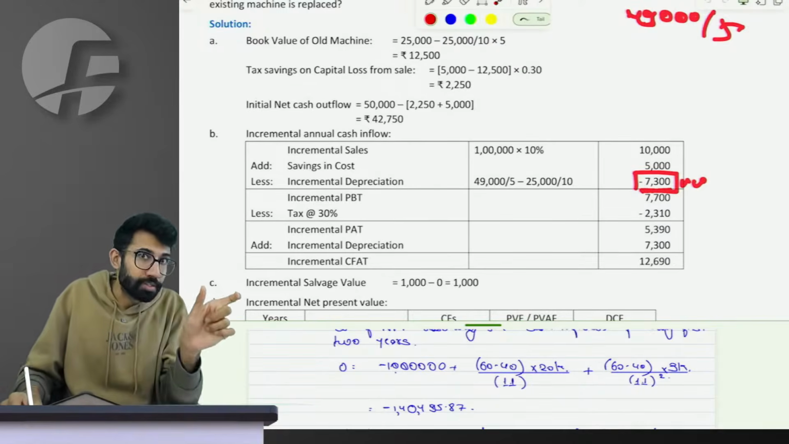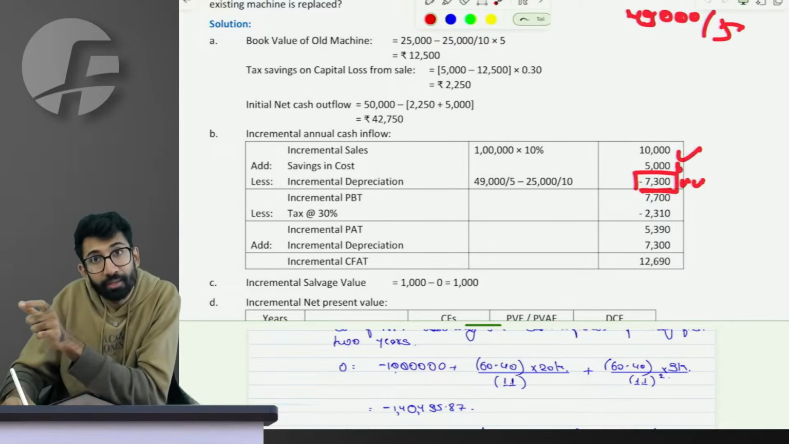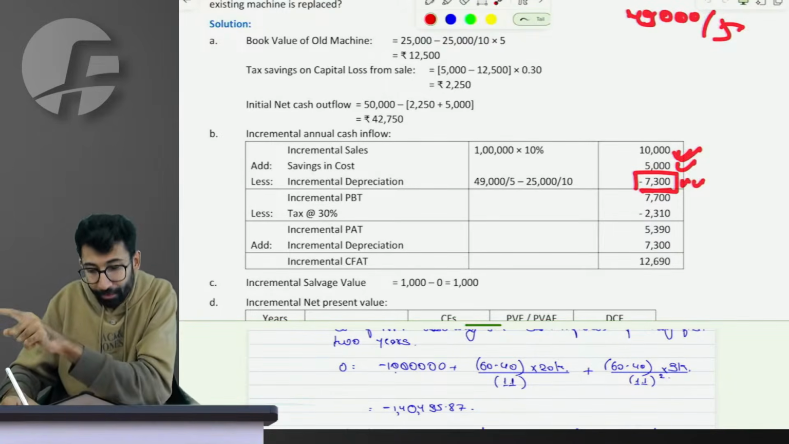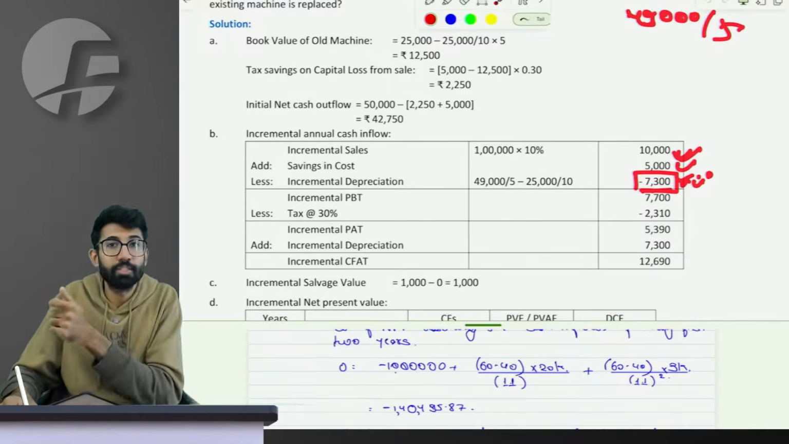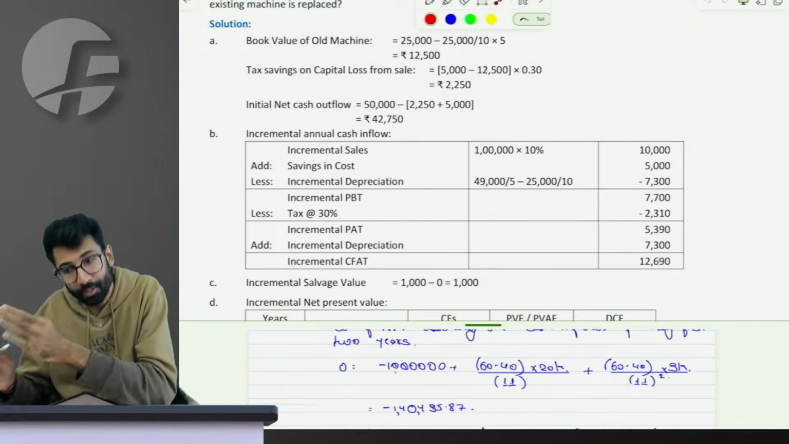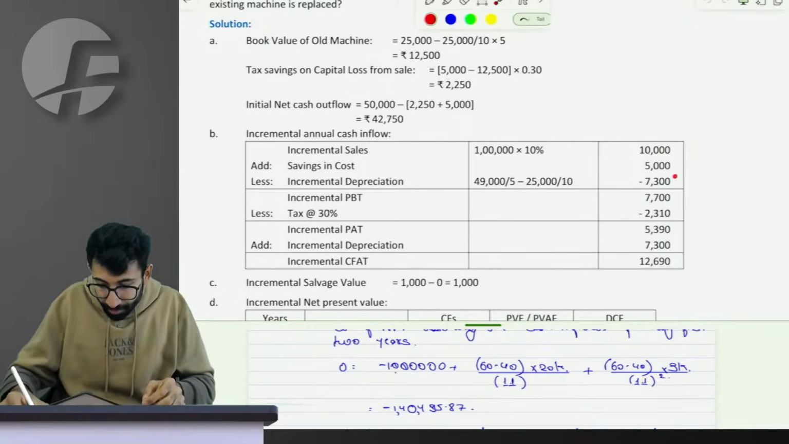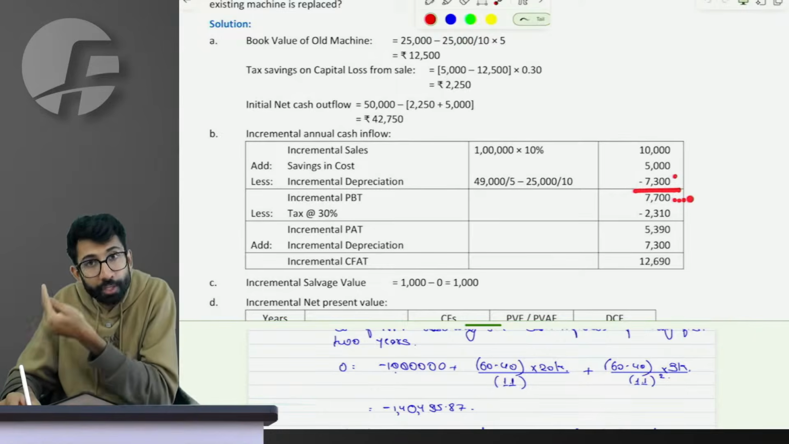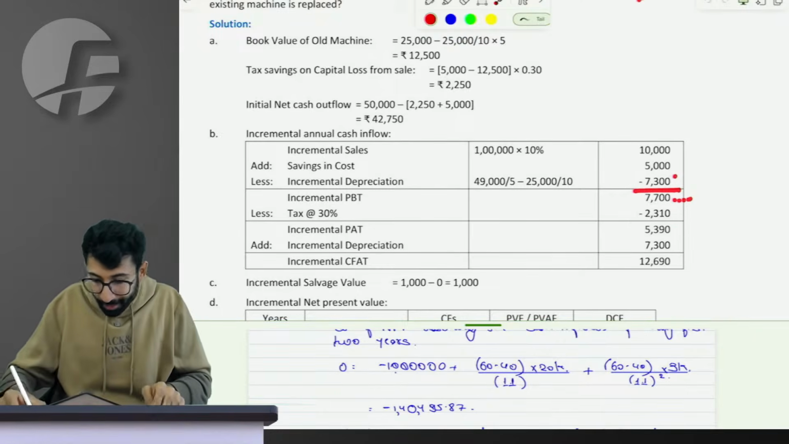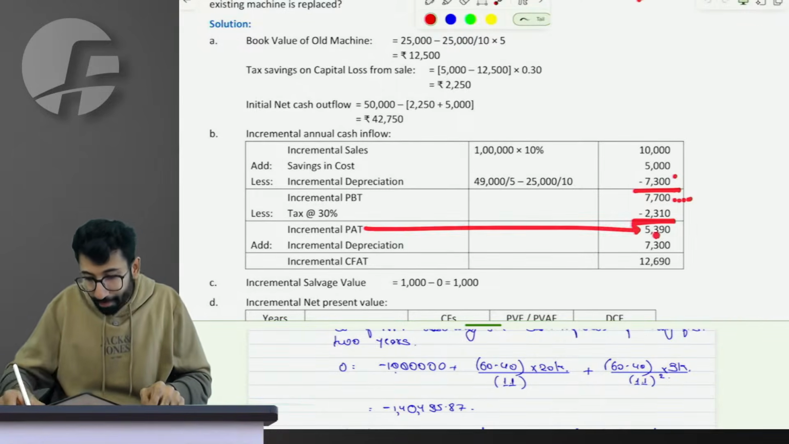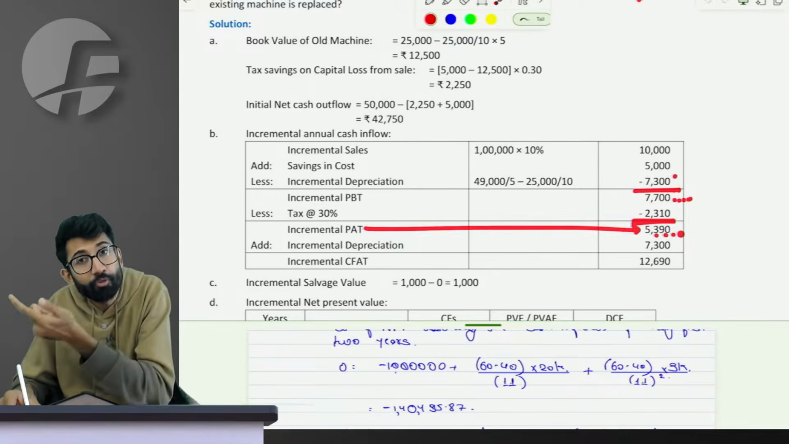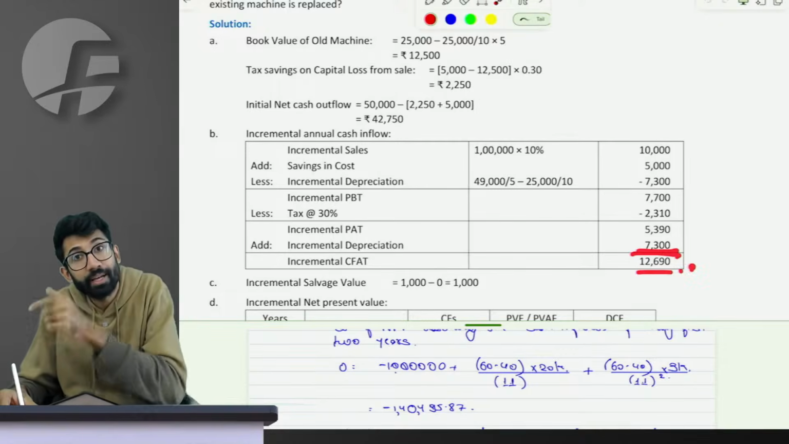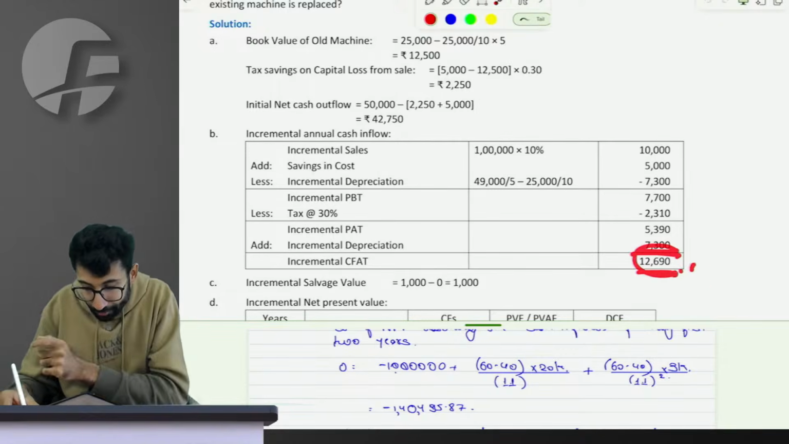As compared to this, if I go to this option, I earn extra 10, I save extra 5, but depreciation extra incurred is 7,300. So overall extra PBT, or incremental PBT, will be 15,000 minus 7,300, which is 7,700. On this incremental PBT, how much incremental tax will you pay? Multiplied by 30% is this. So incremental PAT is 5,390. But I have to work on the cash number, so adding back depreciation gives me 12,690 as the incremental CFAT that I will generate here.